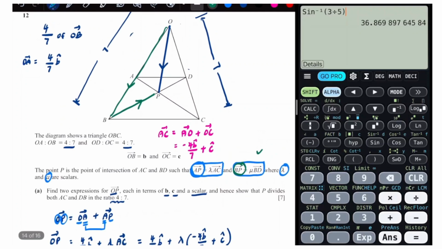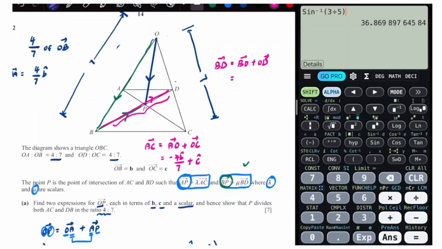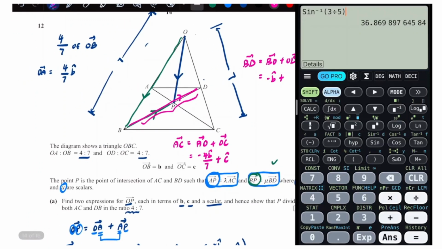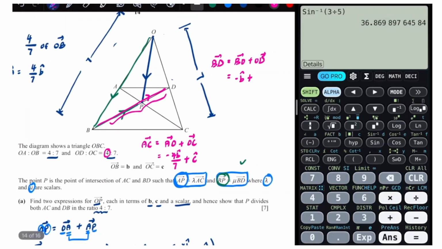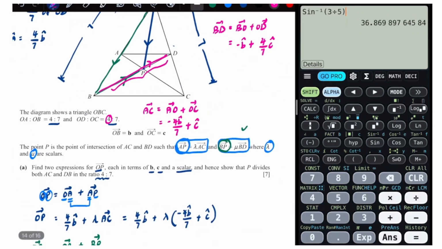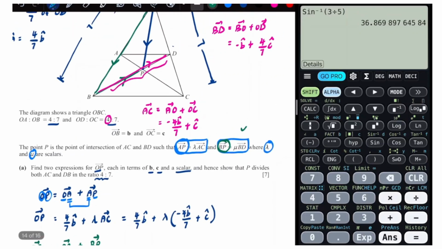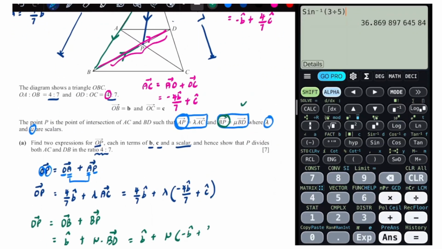So how do we find BD here? The full length of BD is basically here. So we can go over by using BD is equal to BO plus OD. The reverse BO should be negative B, plus the OD. So how do we find OD in this case? OD is basically 4 out of 7 of OC. That is 4 over 7 C. So coming back here, it would be B plus mu times (negative B plus 4 over 7 C).